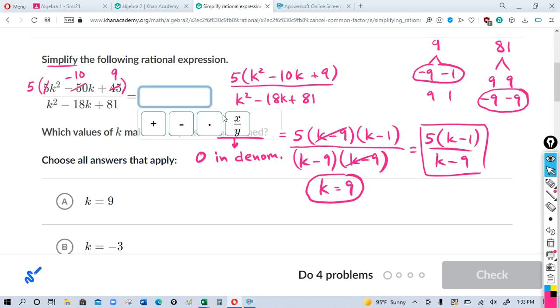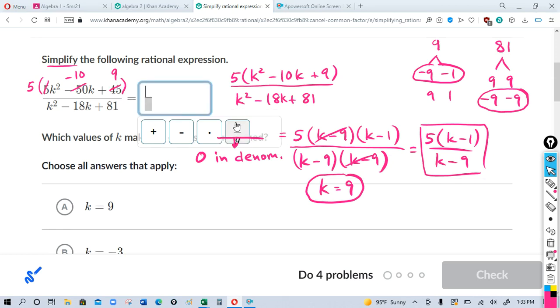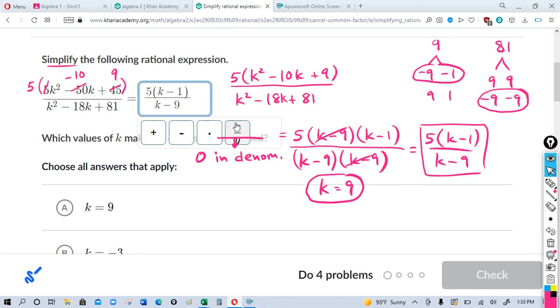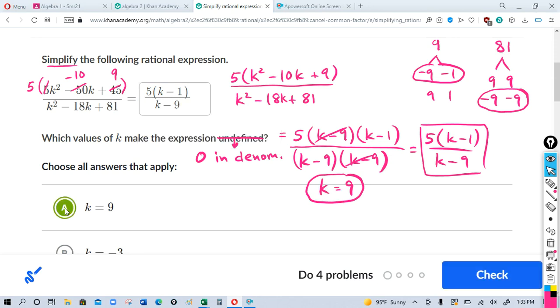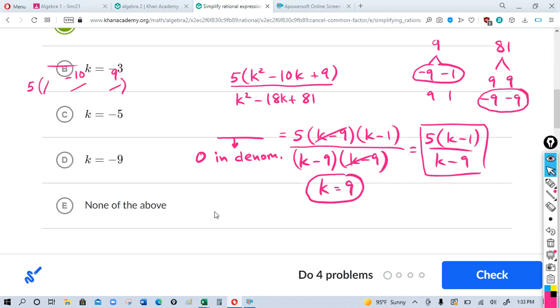All right, so I click the fraction button. 5 times k minus 1, and then go to the denominator, k minus 9. And k equals 9 for the second one. And that's it.